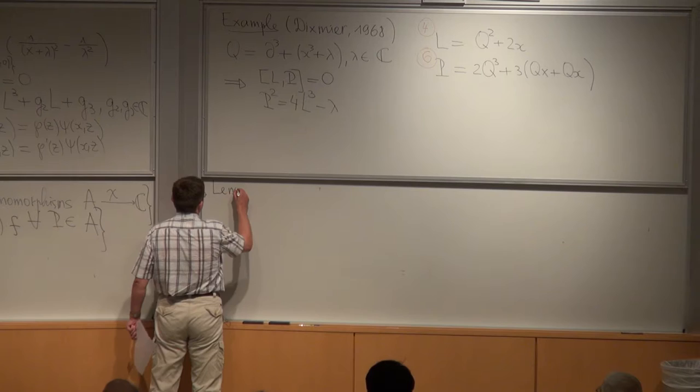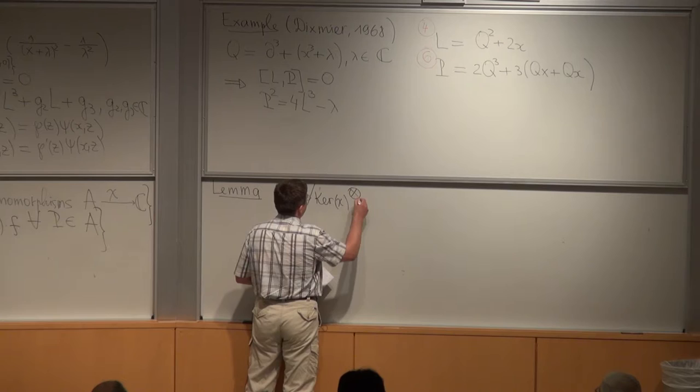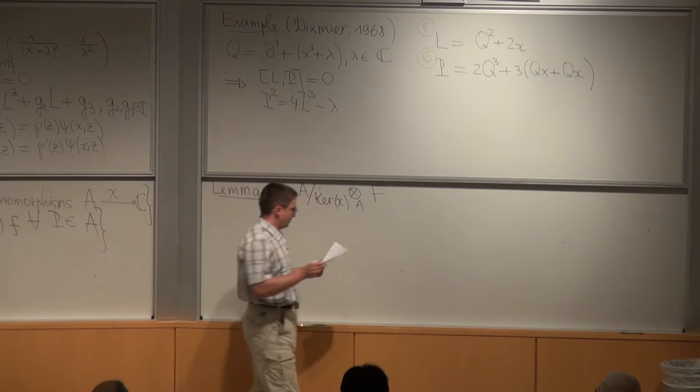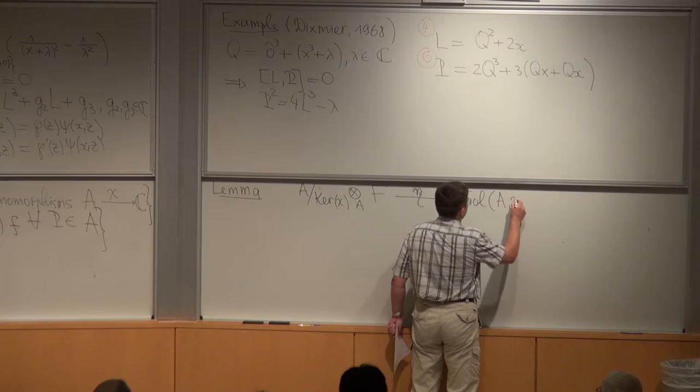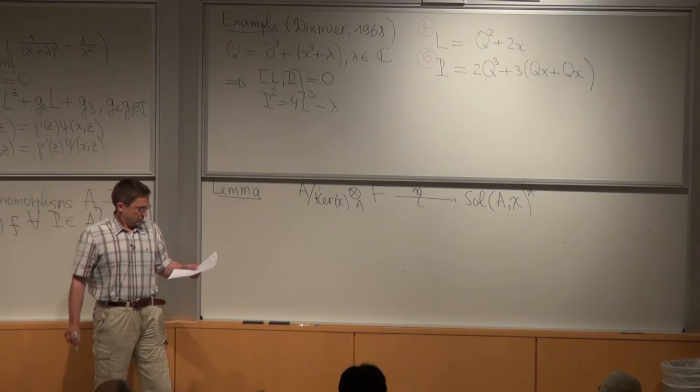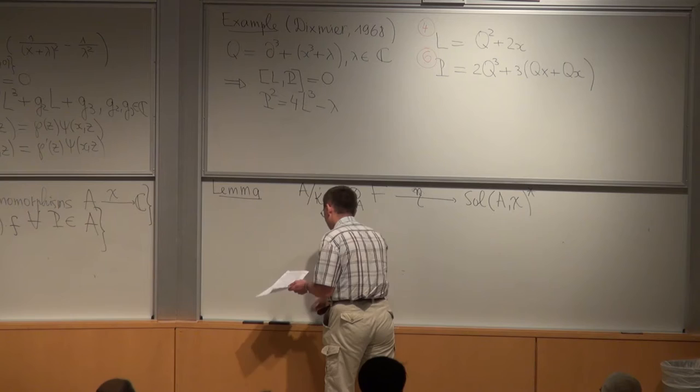It turns out that if I mod out by the kernel of phi, tensor into this F, then this quotient is isomorphic to the dual space of the solution space. So it is going to be an isomorphism of vector spaces. So what is the map? To tell you what the map is, I prefer to write like this.